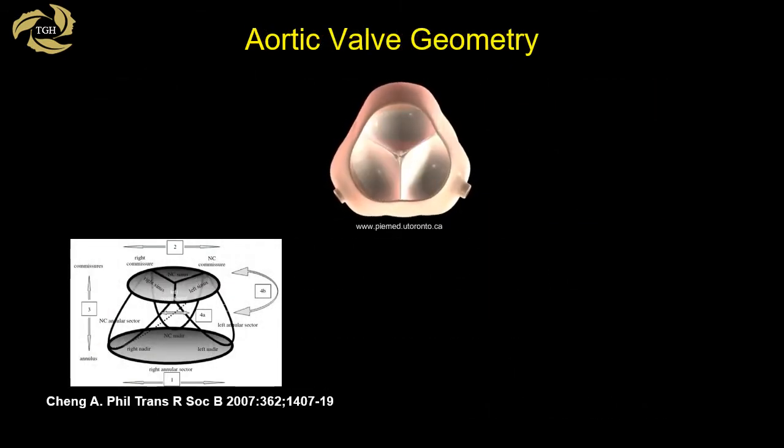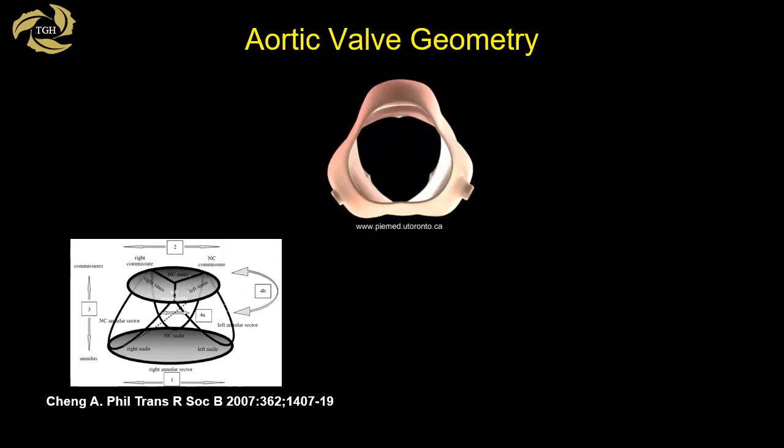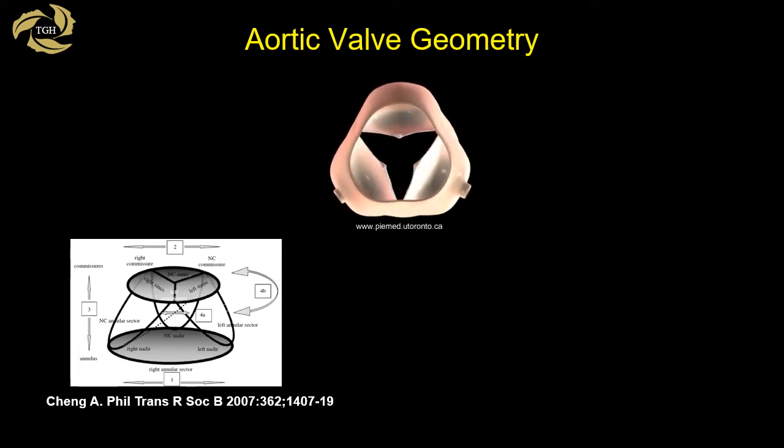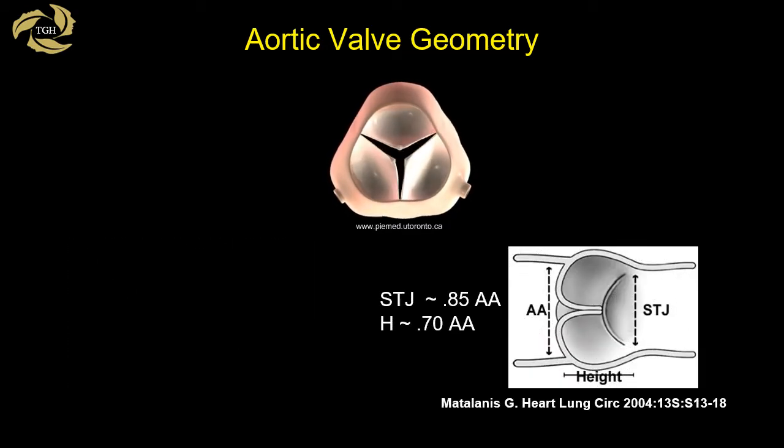The geometry of the aortic root in part determines the dimensions of the aortic valve to ensure adequate aortic valve function. The aortic annulus is 15% smaller than the sinotubular junction. In addition, the aortic root height is 30% of the annulus diameter.